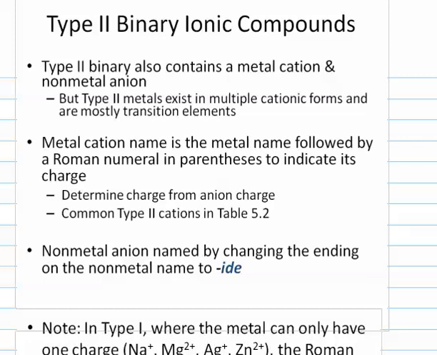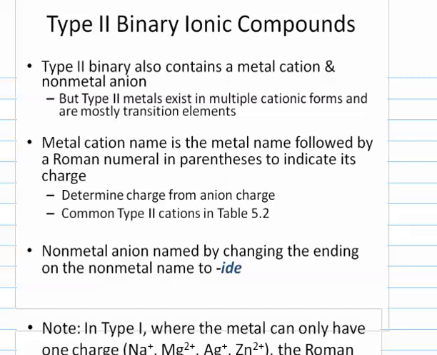Okay, so type 2 binary ionic compounds contain a metal and a nonmetal, but in this case our metals can have more than one possible charge, so it's important that when we name these compounds, we in some way distinguish between the possibilities. Most of these type 2 metals are transition metals, but there are some examples, such as tin and lead, that also fall under the type 2 category.